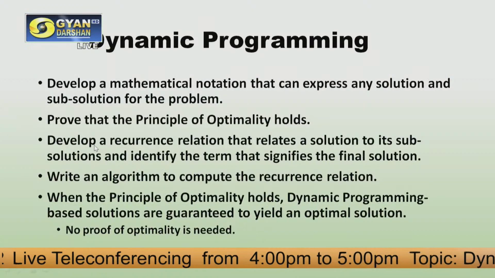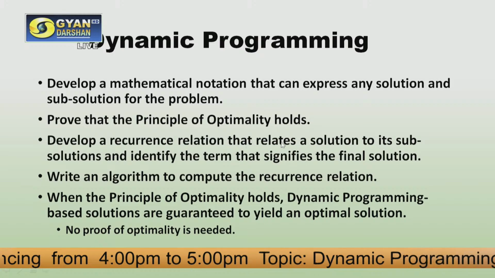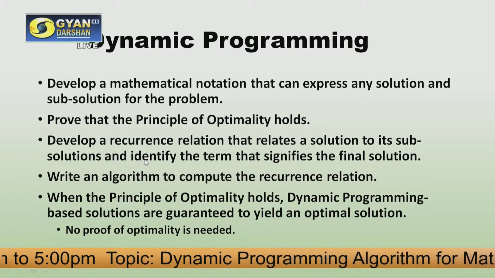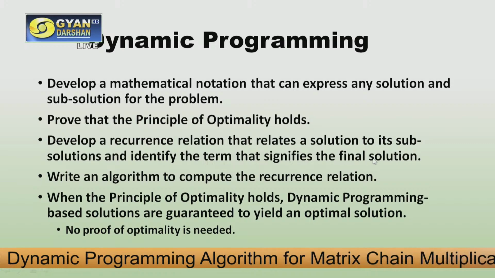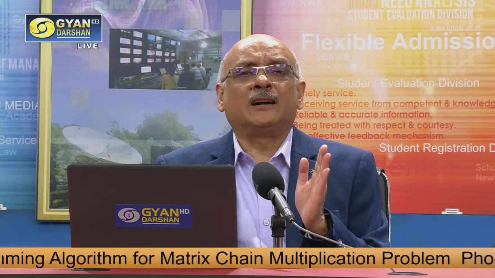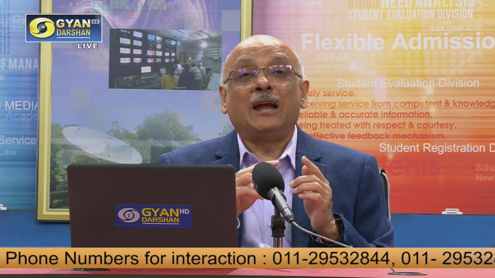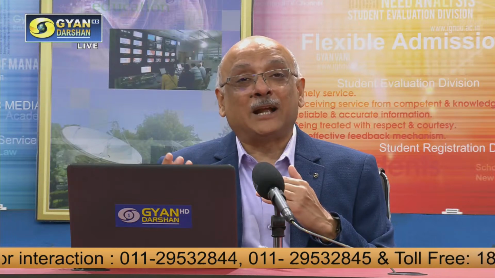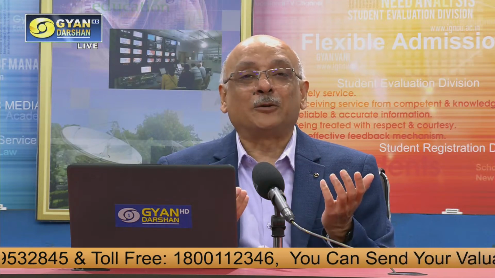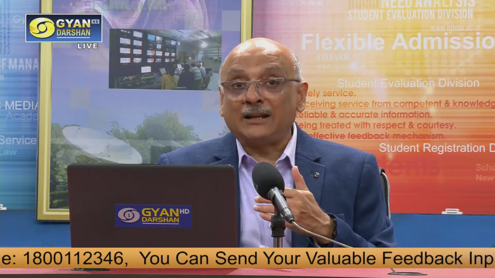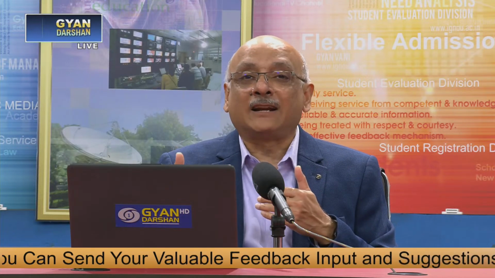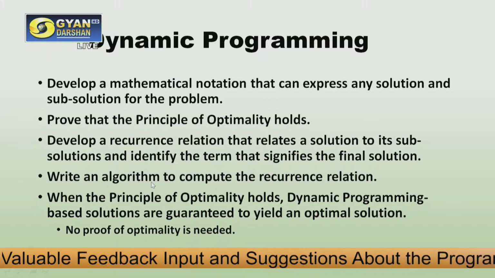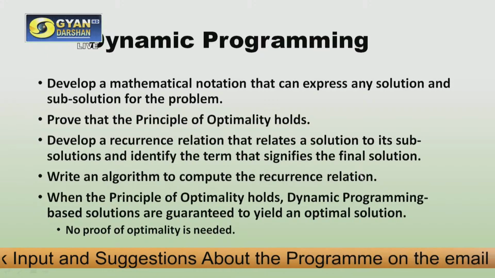And what we do here is we develop a recurrence relation that relates a solution to its sub-solutions and identify the term that signifies the final solution. Now, consider the recurrence when you were calculating factorial, right? For factorial, we develop a recurrence relation of the kind fn equals fn minus 1 multiplied by n itself. And the terminating condition is when n equals 1, the factorial becomes 1. Like that, in dynamic programming also, you have to develop a recurrence relation. Then you write an algorithm to compute the recurrence relation.